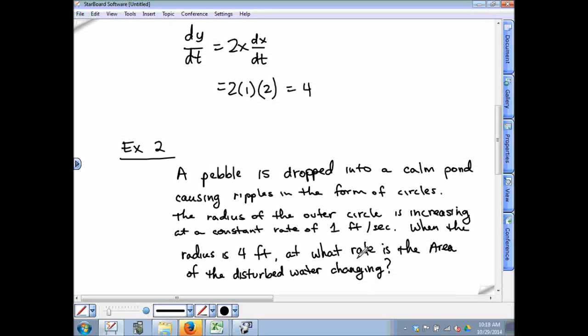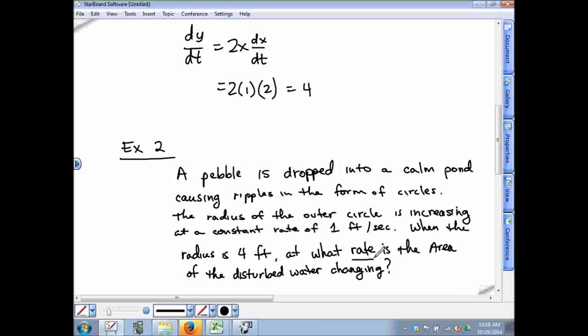Winterizing. So you guys, they're asking us to find a rate. But what is the rate of the area expanding connected to? The rate at which the radius is changing. If the radius grows, the area gets bigger. So those are the two related rates: the rate of change of the radius and the rate of change of the area.